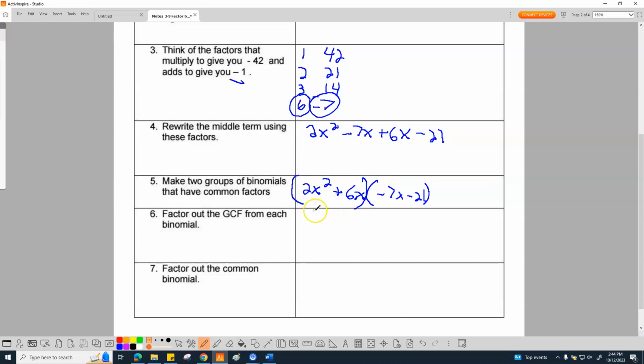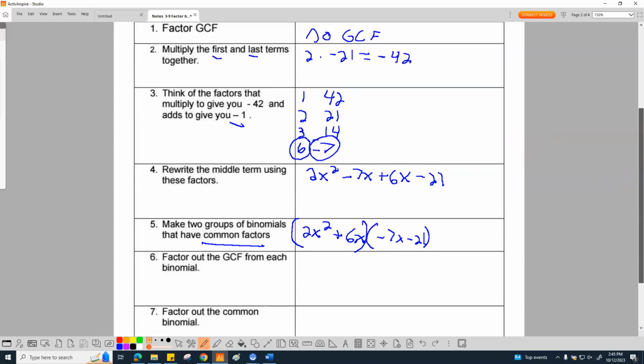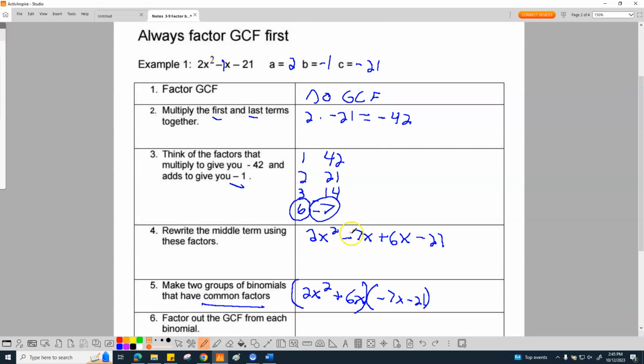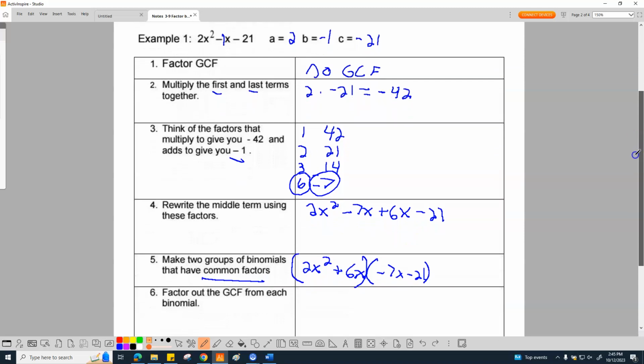Okay, now I have basically made 2 groups of binomials that have common factors. That's the most important thing. Make 2 groups that have common factors. When I was doing the 2x and the 7x, it just had an x I could pull out, and I was like, that's not enough. So I made common factors here. So again, for those who are completely lost, I want to remind you that this negative 7x and this 6x do add up to negative 1. So even though it looks different, this is technically the exact same polynomial. We've just stretched it out.